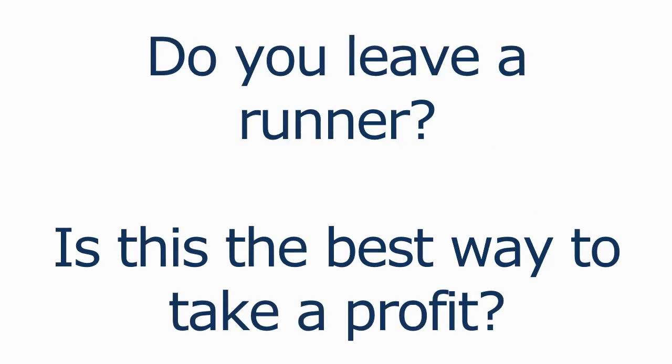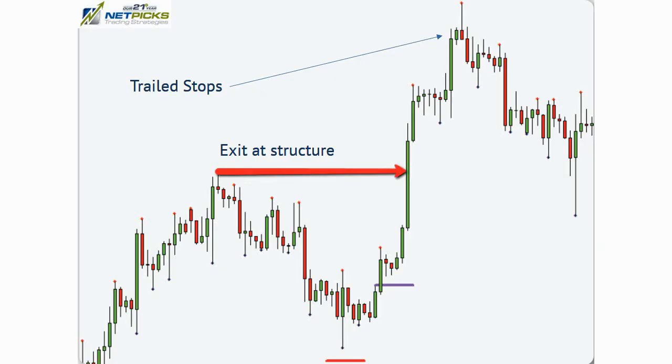Do you leave a runner? Is this the best way to take a profit? Well, this next chart will show you how price reacted to those highs. The shorts were ripped out of their positions, and the longs were driven upwards 226 pips from the entry. Full position exits banked 82 pips.